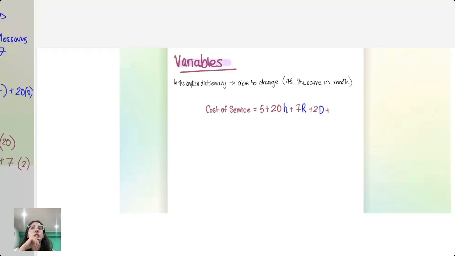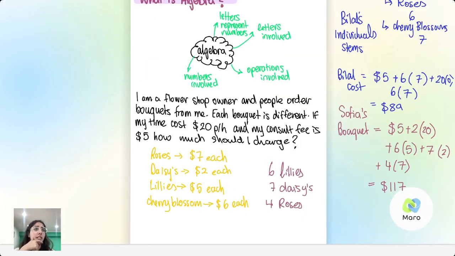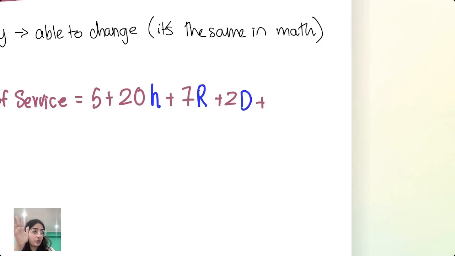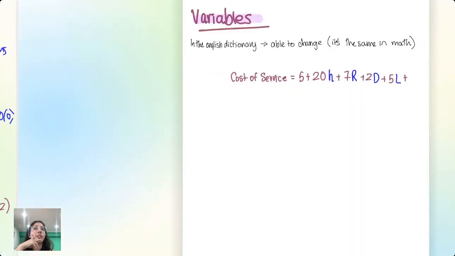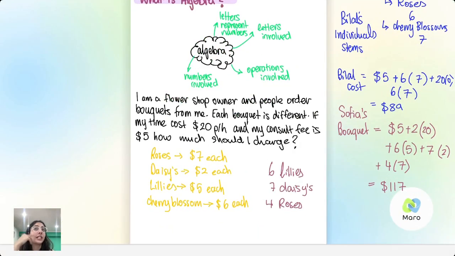The next one. Can I get Joseph? Can you tell me how much do I charge for lilies? L times 5. Beautiful. Normally we always write the number in front, so 5 times L. And then Bilal, can you tell me how about cherry blossoms, your favorite? 6 times? It's a variable. What's the variable? Remember, C. Beautiful. So 6 times C.